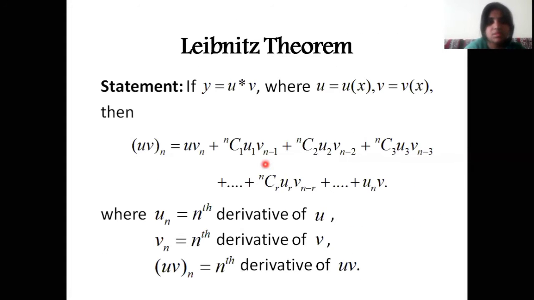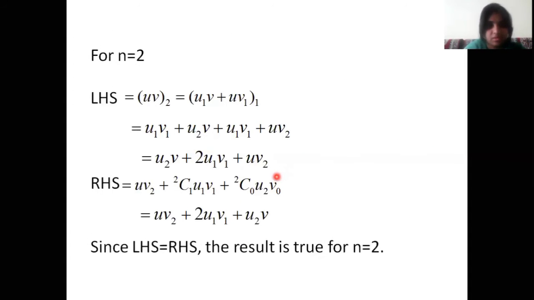Yes, this is LHS. I'm just replacing n by 2 here. So it is uv2 plus 2c1 u1 v2 minus 1 plus 2c2 u2 v2 minus 2. So this is what I have written here, and using the definition of combination, 2c1 is nothing but 2.